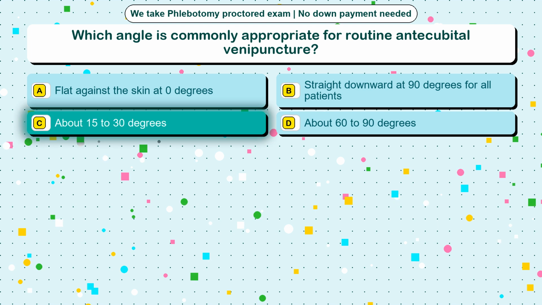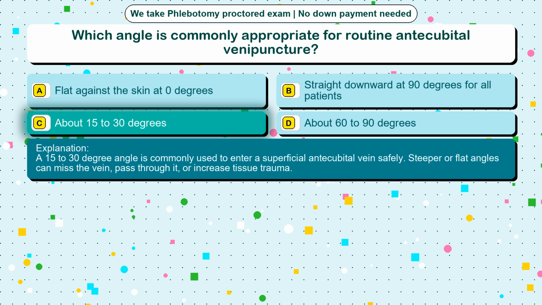The correct answer is option C. About 15 to 30 degrees. A 15 to 30 degree angle is commonly used to enter a superficial antecubital vein safely. Steeper or flat angles can miss the vein, pass through it, or increase tissue trauma.